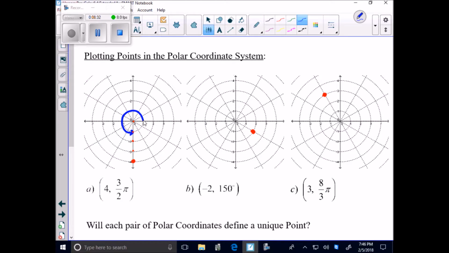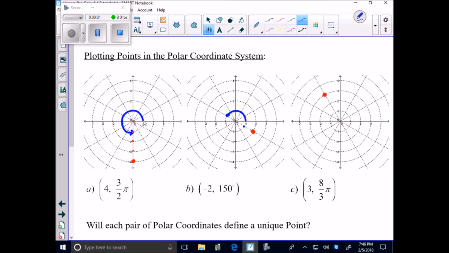With our second point, we have a rotation that is 150 degrees, and then we have an r value of -2. So we'll rotate that 150 degrees, which is all but 30 degrees of a half rotation. And then right here, we're going to go in the opposite direction, which will take us 2 units backwards into the fourth quadrant.